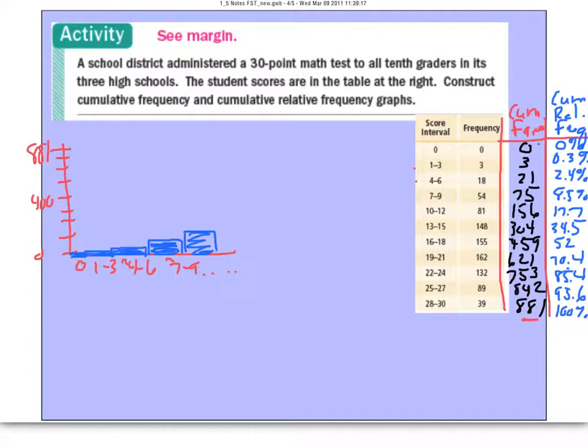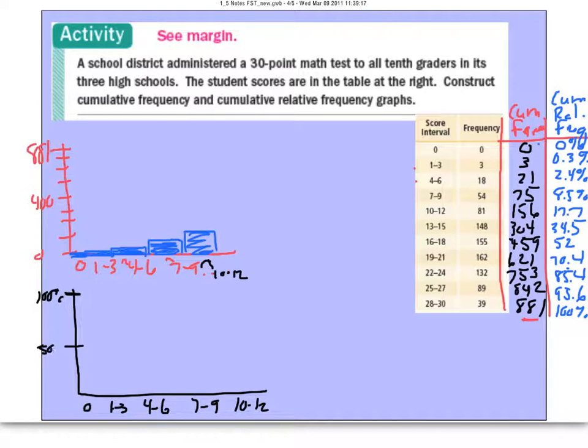Now, to do the cumulative relative frequency graph, I'm going to do the same thing. I'm going to have my intervals of 0, and then 1 to 3, 4 to 6, 7 to 9, and we'll just go to 10 to 12 here, as we did back here. And now we have percentages. So the top one here is going to be 100%. So therefore we have 50. And I'll add the 10, 20, 30, 40 for our tick marks.